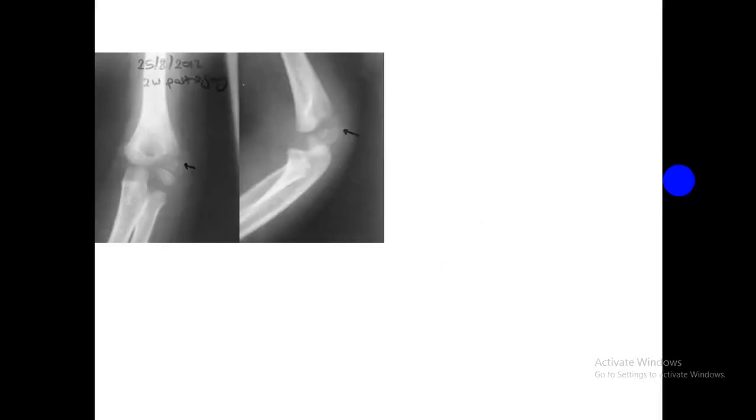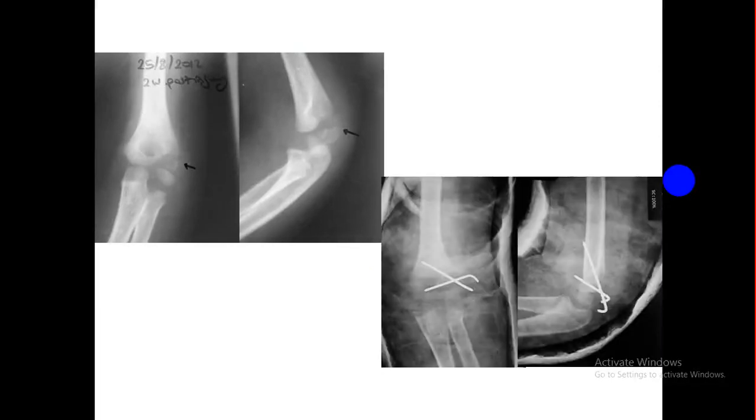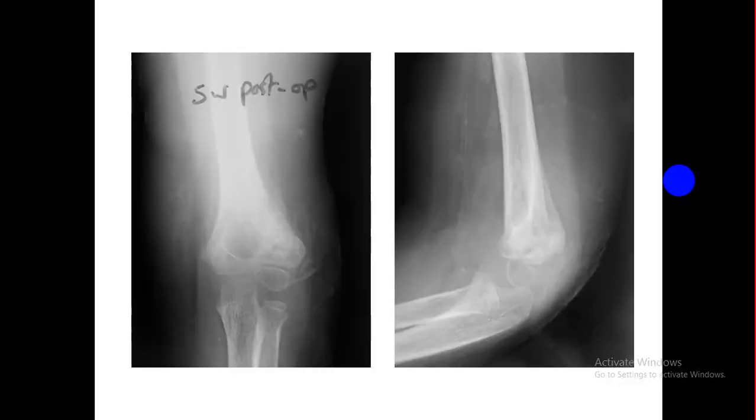This is a patient who presented 2 weeks after the injury, with a badly displaced lateral humeral condyle. This is after surgery. One K-wire is usually perpendicular to the fracture site, almost parallel to the joint, and another one divergent going up the humerus. This was the situation 5 weeks post-op.